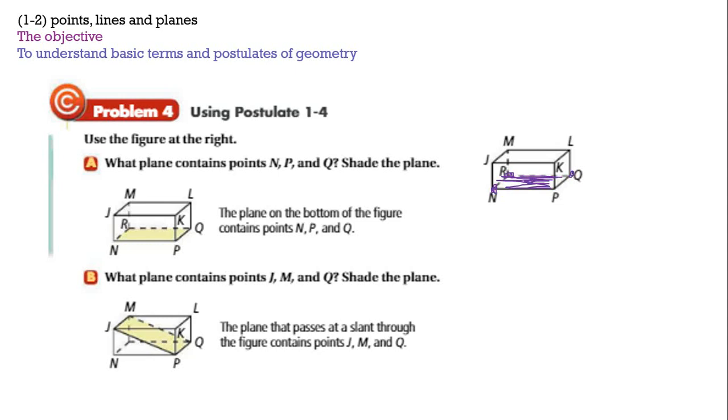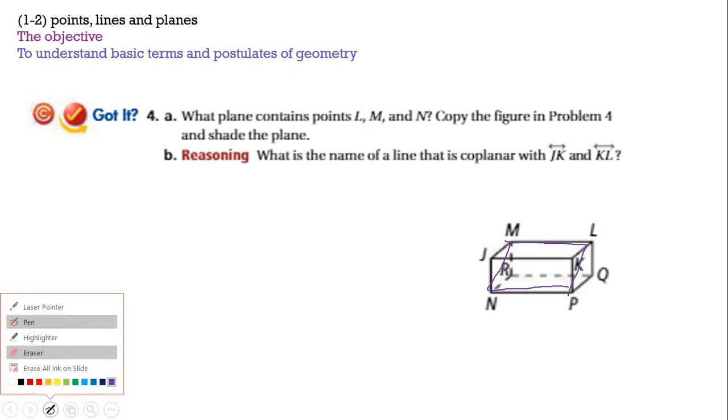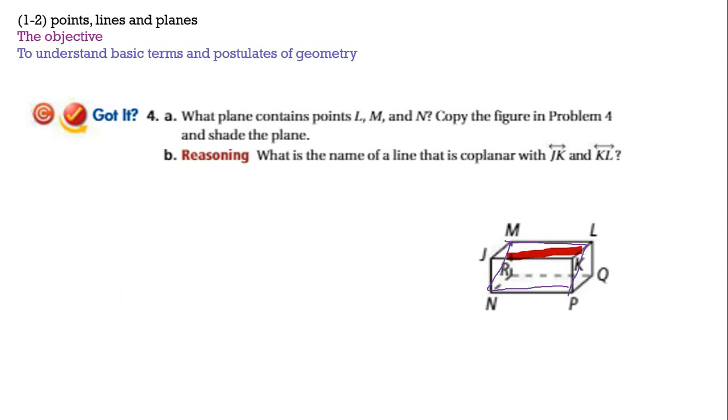What about which plane contains J, M, Q? J, M, Q, which is this plane. Let's solve the last problem of this lesson. What plane contains L, M, and N? L, M, and N. So the plane that passes through these points is this plane. Just shade it. This is the plane that includes these points.